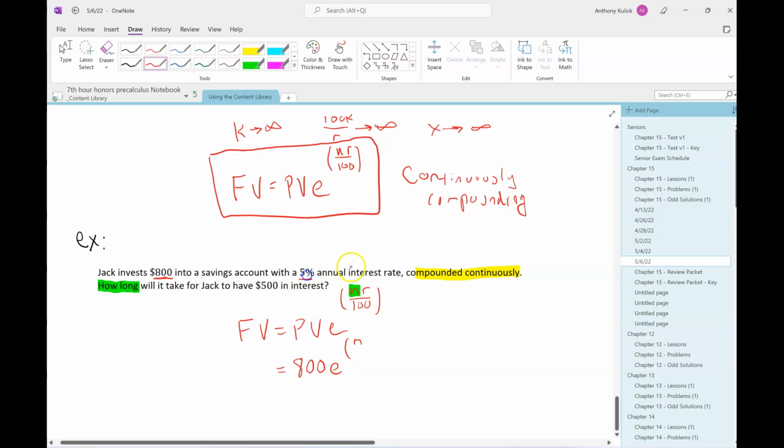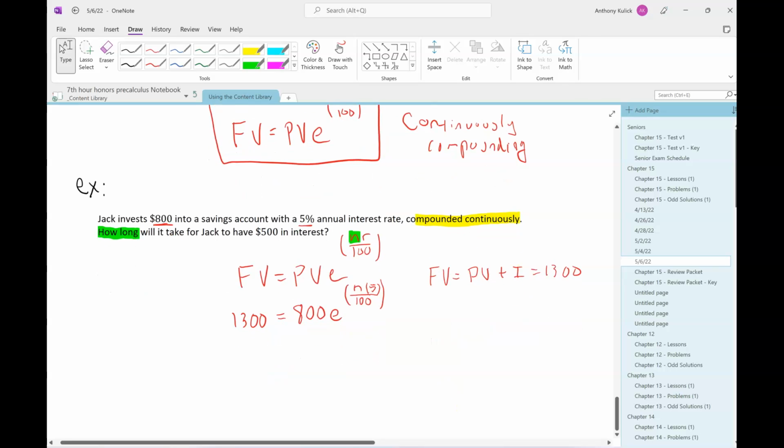Where does the 5 go? It goes in for R. Yep. And then, well, we still got FV. What's going to go in for FV? Yeah, where'd you get 1,300 from? So that's going to be the present value plus the interest. So that's where John got the 1,300 from. Everybody's cool?